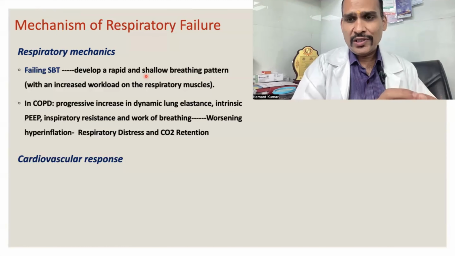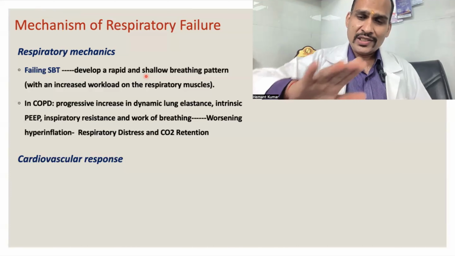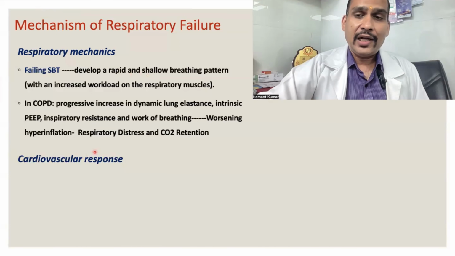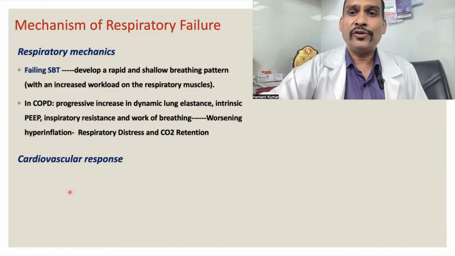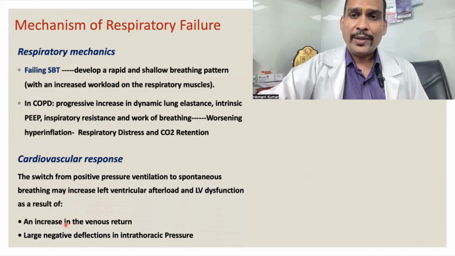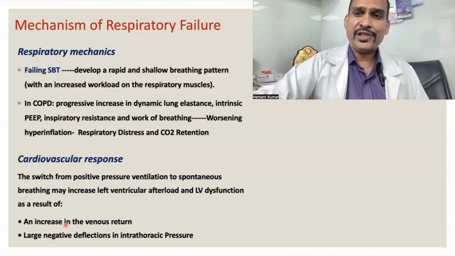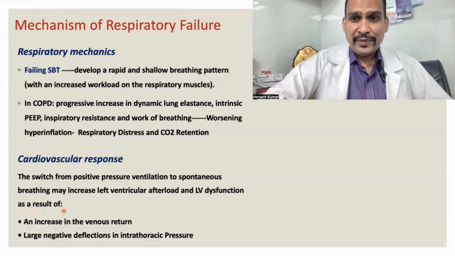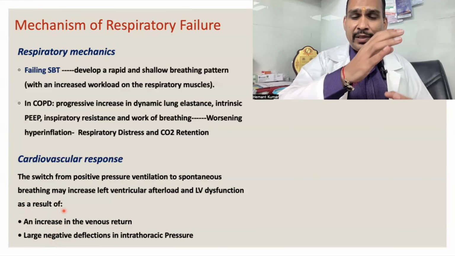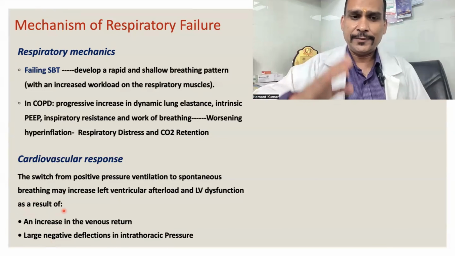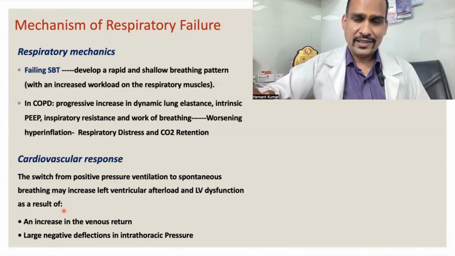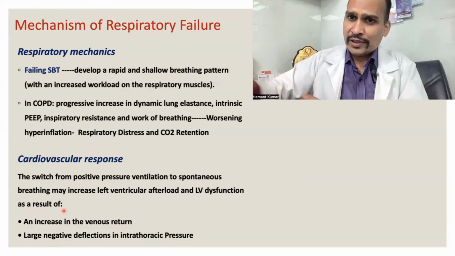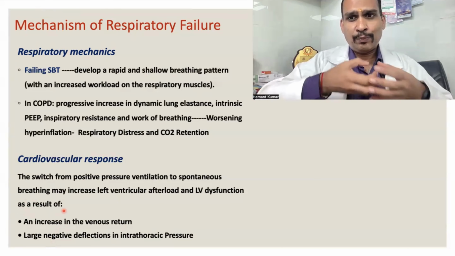So this is the physiology. It will occur when you are changing from positive pressure ventilation to negative pressure ventilation, and it will affect not only the respiratory system but also the cardiovascular system. How? Because you are switching from positive pressure ventilation to spontaneous breathing, what will happen? There will be an increment of preload, and afterload will also increase. So preload increases, blood will come into the right ventricle, but afterload also increases. So the left ventricle is not able to pump the blood.